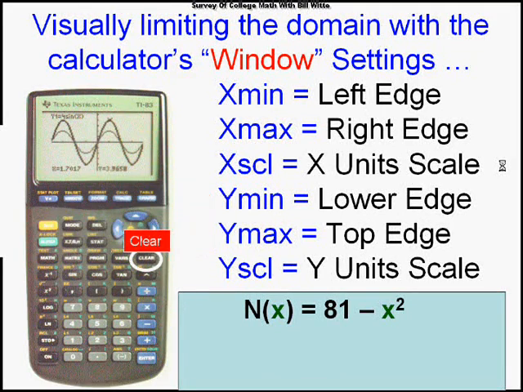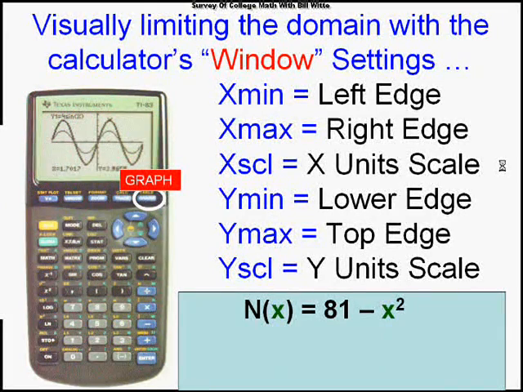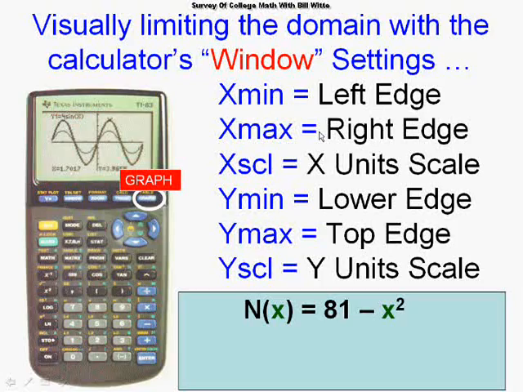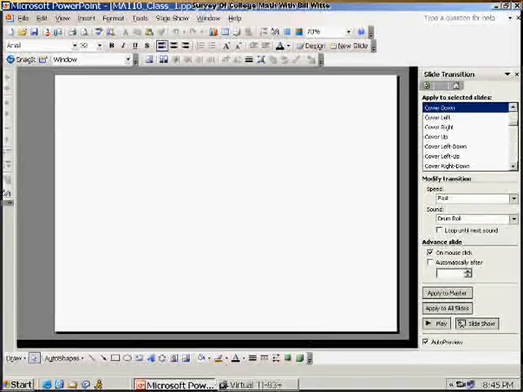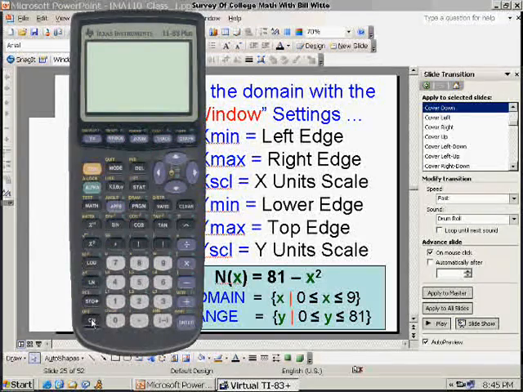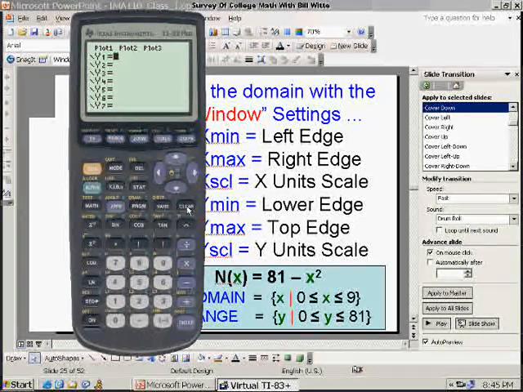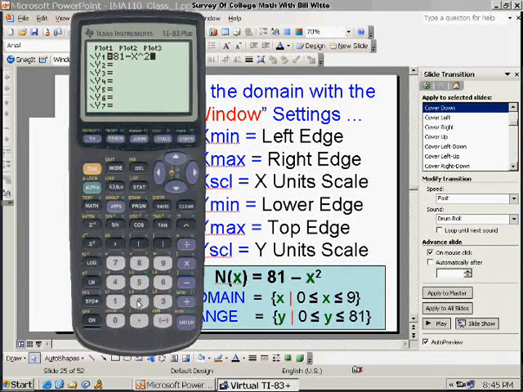If you hit y equals, clear out the old one, and type in the function using your x button, and graph it, you'll see the whole thing. And let's do that. Let me get this calculator. I've got to turn mine on because it came off. Okay, I'm going to hit y equals, clear out the old one, and put 81 minus x to the second. And I'm going to take a look at this by hitting the graph button.